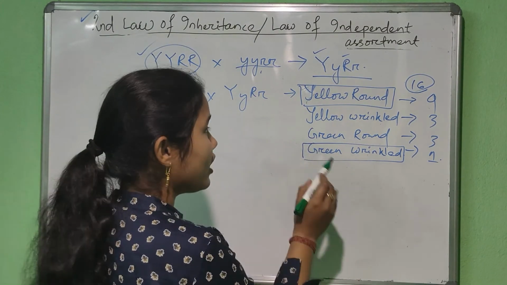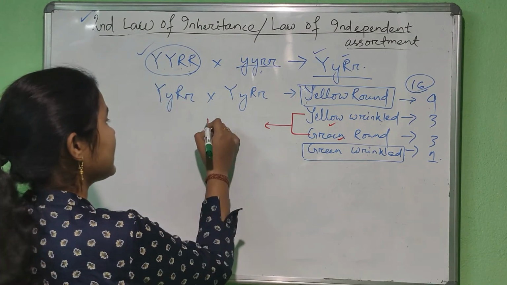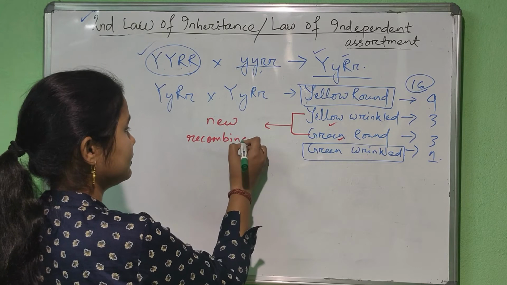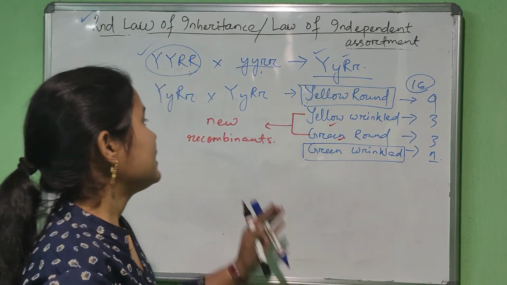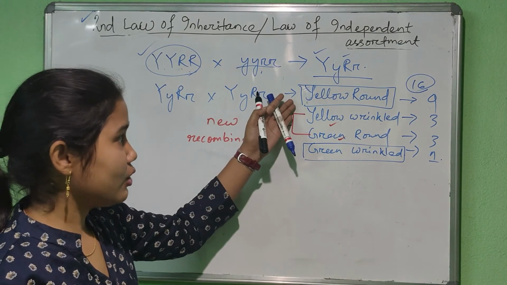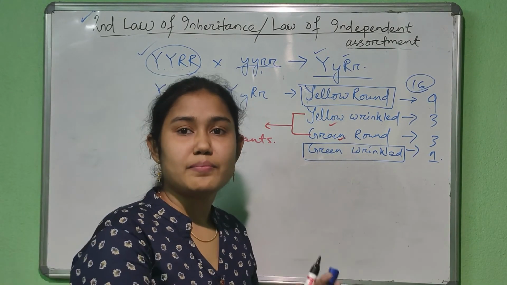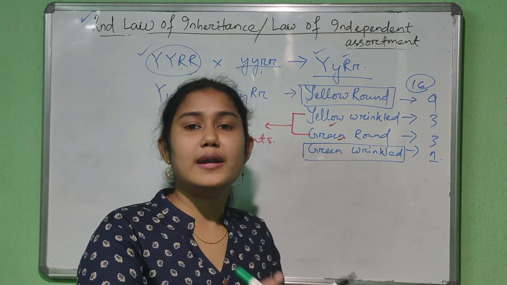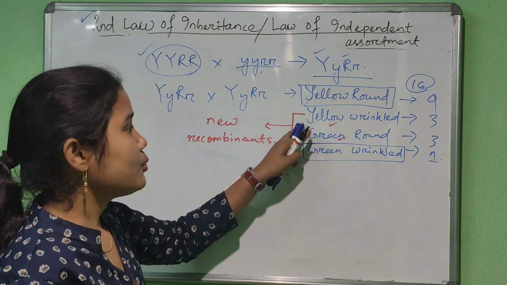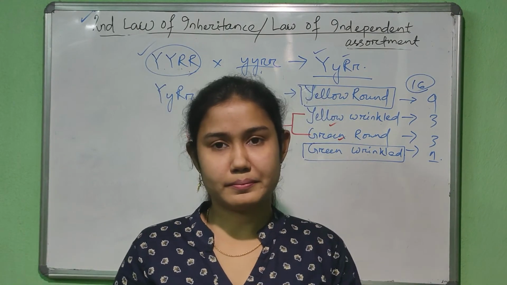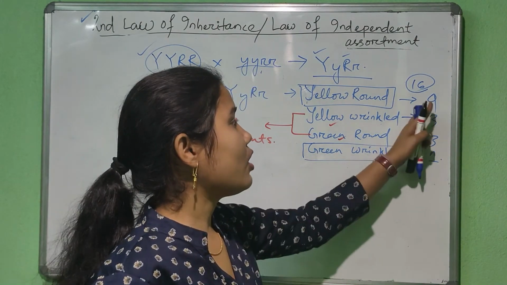But we got 2 new individuals, right? Your yellow wrinkled and green round. So these are the new recombinants. Clear? So how did we get these two new recombinants? Why? Because the two alleles that control these characters, your yellow character, round character, green character, wrinkled character, the alleles get independently assorted or separated. They do not depend upon each other during the assortment process. Okay? Clear? That's why we got these two new characters in the F2 generation. Clear? So, now we can prove in two methods how we got these ratios.